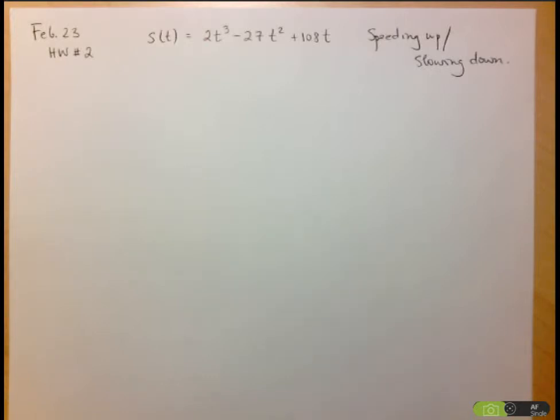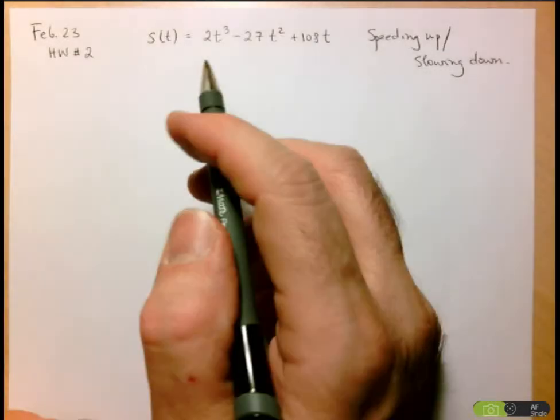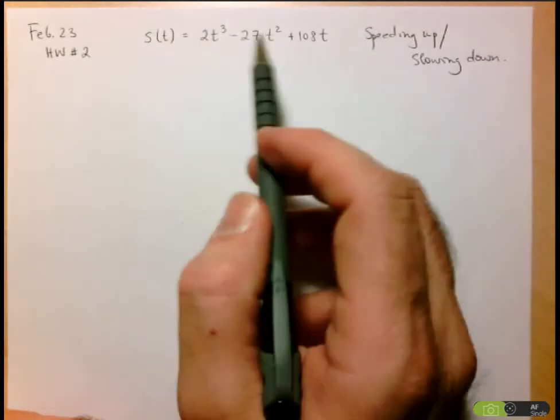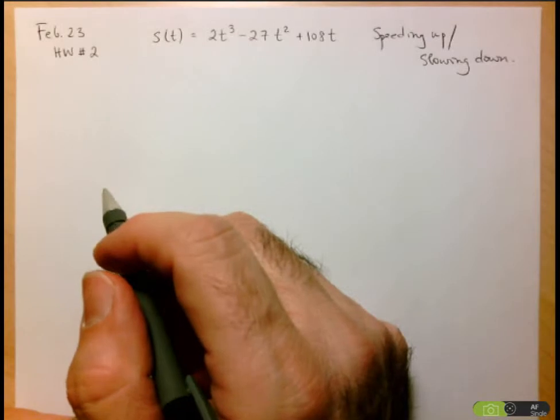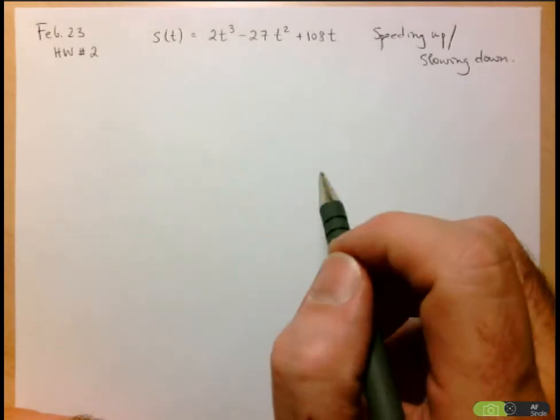Hi folks, we're going to take a look at question number 2 from the motion in a straight line homework from February 23rd. In that question they give us the position function for an object moving in a straight line, and they want to know when the object is speeding up and slowing down.